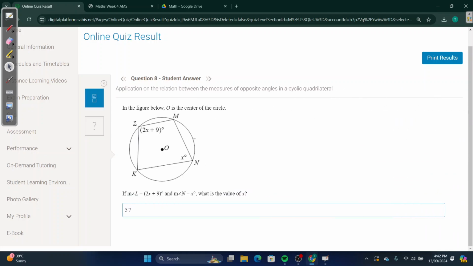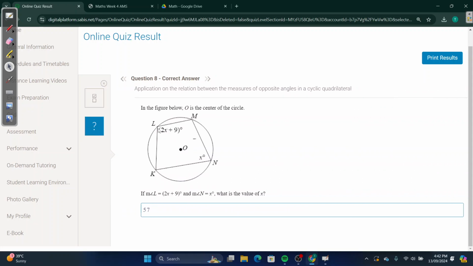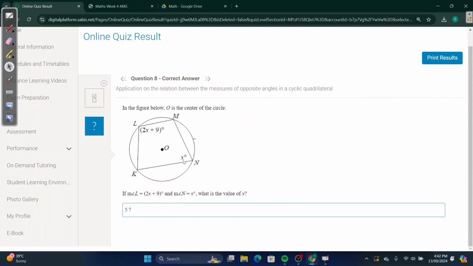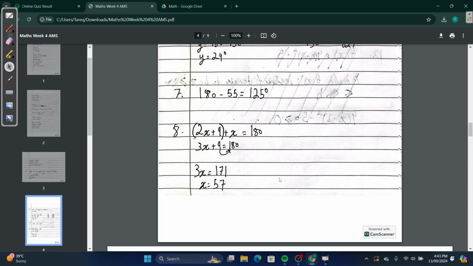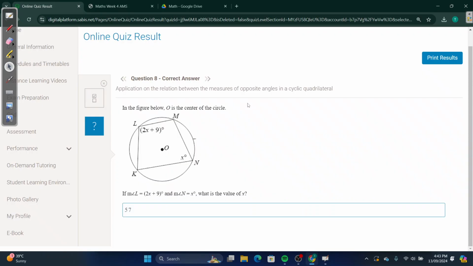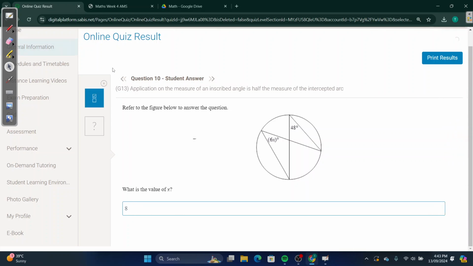So that's that answer. Same application: 2x plus 9 plus x is equal to 180. 3x plus 9 equals 180. So 3x equals 171. Divide by 3 on both sides. X equals 57. Okay, I skipped the question.